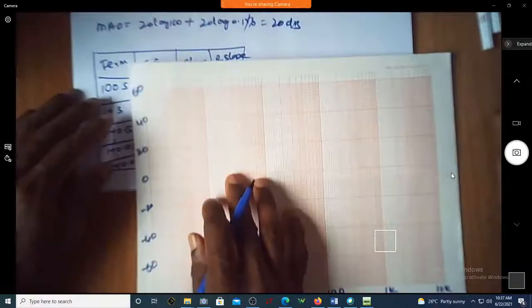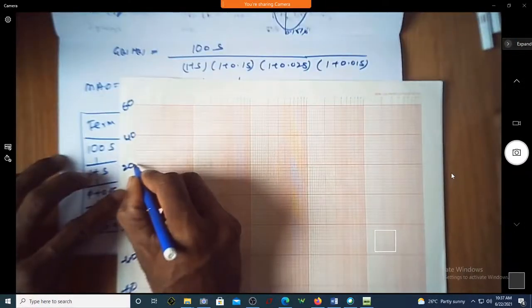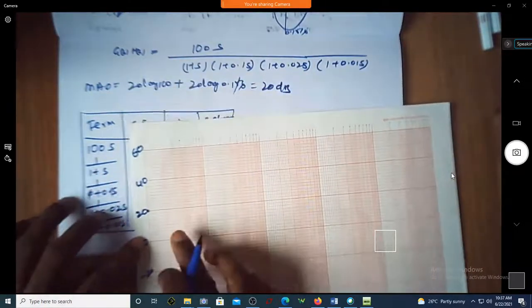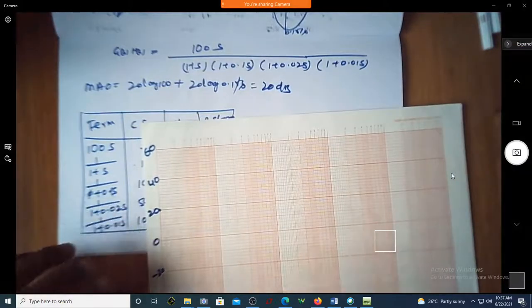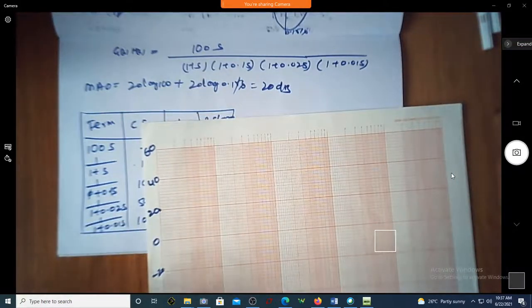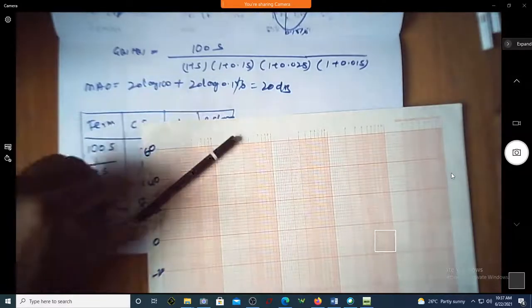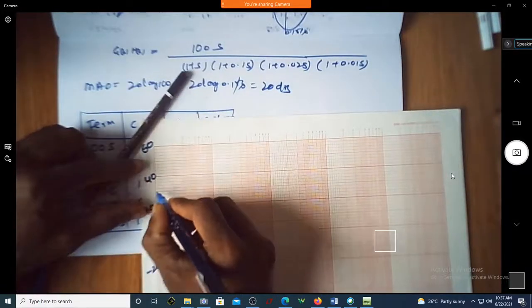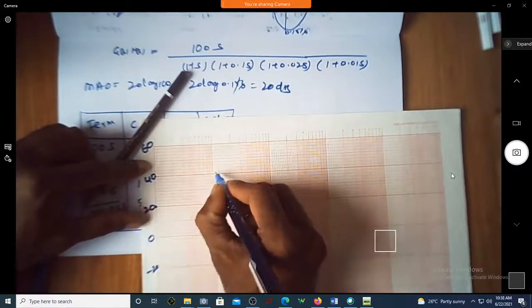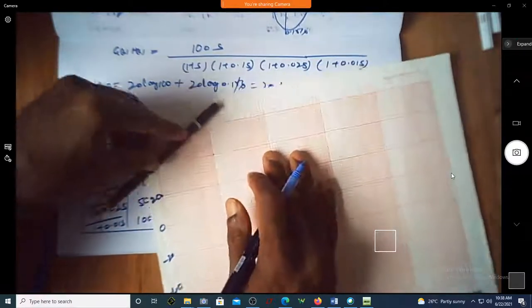What is the initial magnitude? Is it not 20 dB? Is the slope plus 20 per decade? Yes, sir. Plus 20 per decade till 1. So you go up by 20. This is 1 decade. So is this 1? Shall I join this and this?